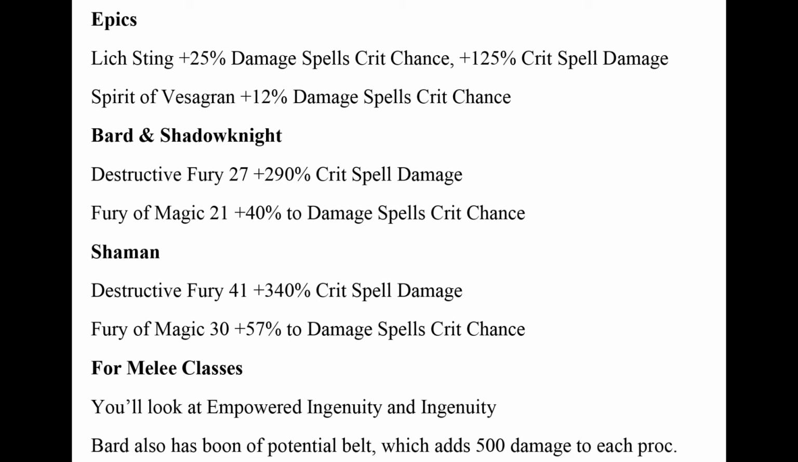For melee classes, I didn't have any in this one, but if you're talking about a warrior or a straight pure rogue or a berserker, you're going to want to look at Empowered Ingenuity and Ingenuity. And then there's one other factor that I spotted that makes a difference, and you can see when you look at the logs: the Bard has a Boon of Potential belt, and that adds 500 damage to each proc. The Shadow Knight has the Threaded belt, and that is not triggered by these direct damage procs. And of course, all the classes, with the exception, I believe, of the Int-based spellcasting classes, but I'd have to check that, have Twin Proc.